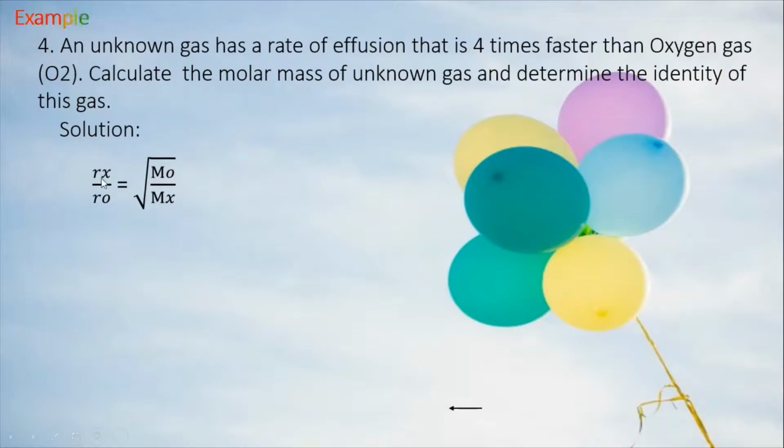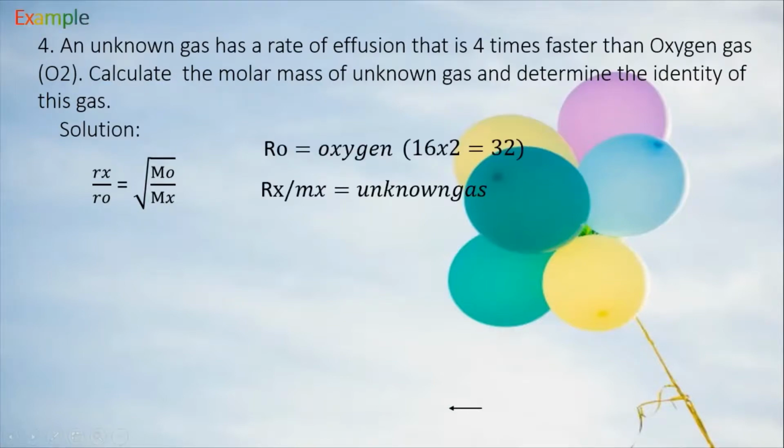So why did I put the unknown gas here on top? Because the statement tells us that the rate of effusion of the unknown gas is 4 times faster than the oxygen. So therefore, the unknown gas is faster than the oxygen. That means that the unknown gas has a lighter weight compared to the oxygen. The molar mass of oxygen is 16 times 2, so that is 32.